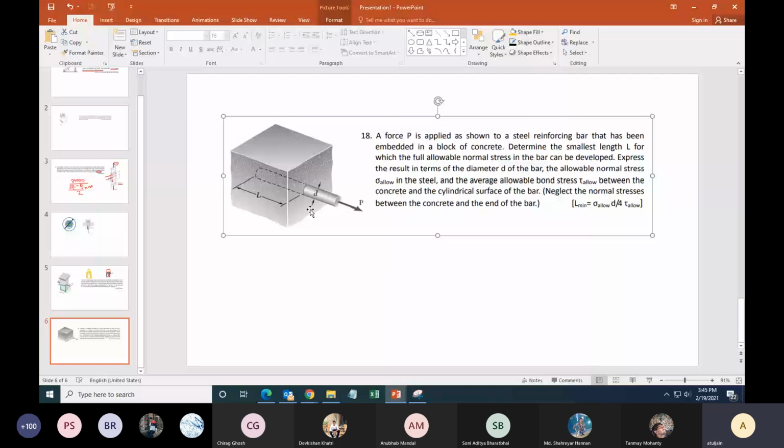Now, in this question, we have to find out the value of L so that the uprooting and the breaking happen together. That is the optimal length of L. Understood? Yes, sir.